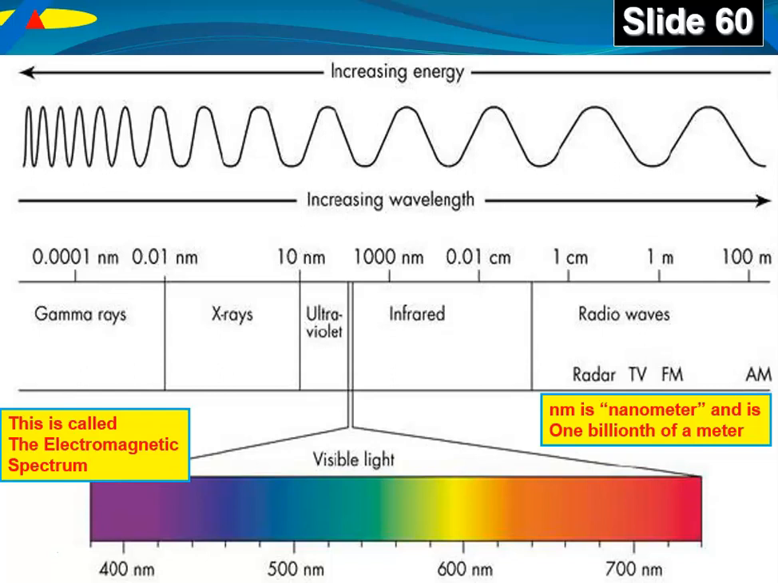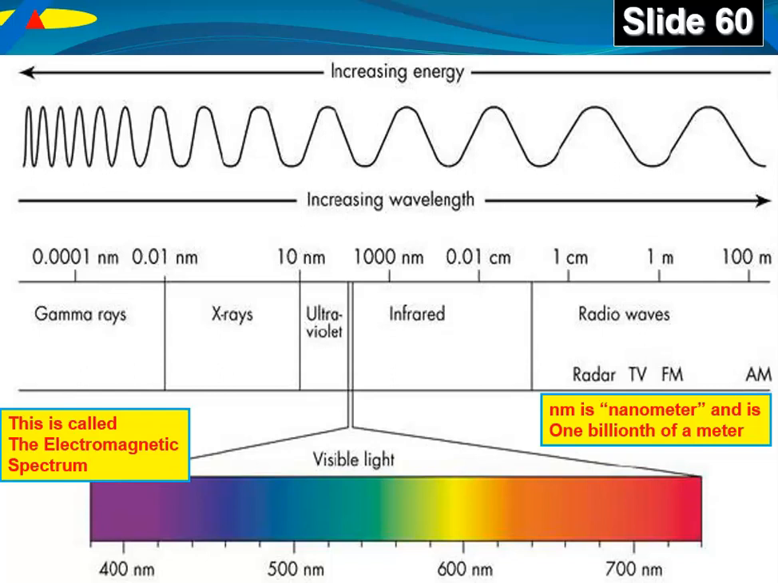Okay, so keep moving on, and we have X-rays. X-rays are a higher energy than ultraviolet. That means they have a shorter wavelength and a higher frequency. And then finally, the highest are gamma rays. Gamma rays have the highest energy, the highest frequency, and the shortest wavelength.